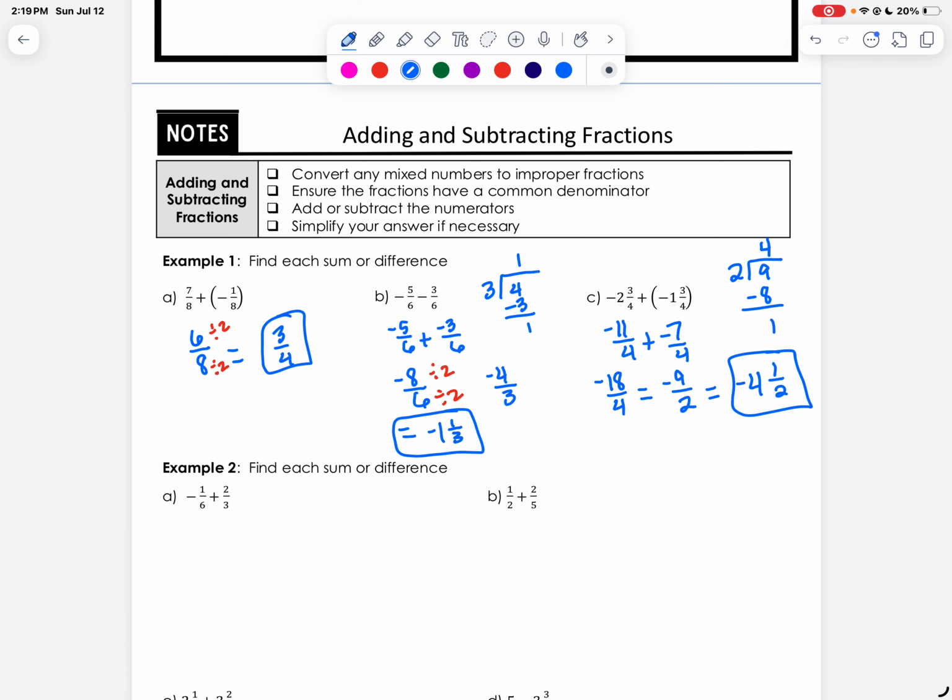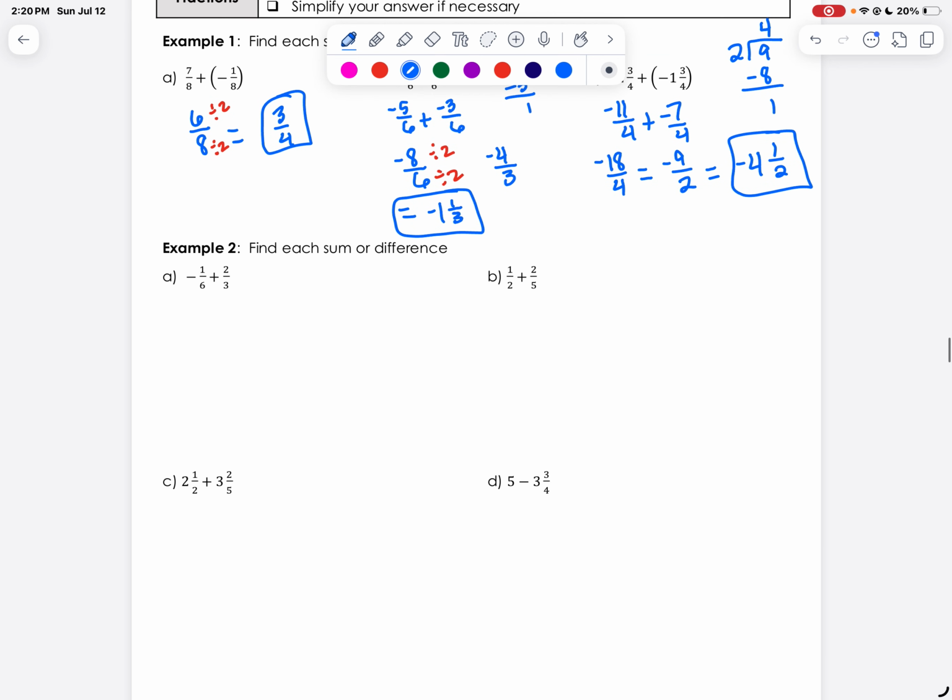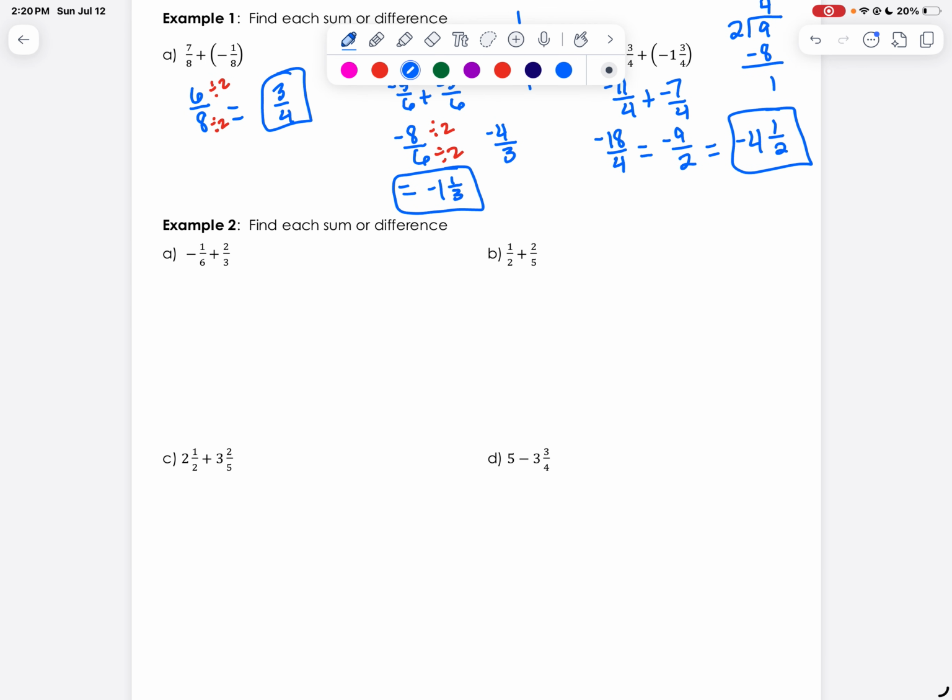Now, in our next set of problems, we're going to talk about what do you do if you don't have a common denominator. So looking at problem A, we have -1/6 plus 2/3. So I want to look at my denominators. And what I always ask myself is, will the smaller number, 3, go into the larger number, 6? And the answer is yes. So if that happens, then your LCD will just be the larger number. All right? So my common denominator here is going to be 6.